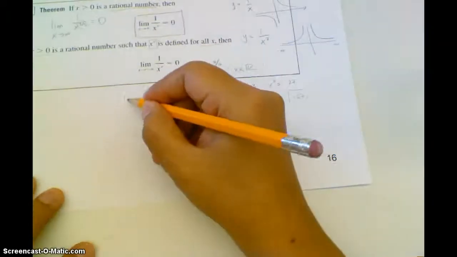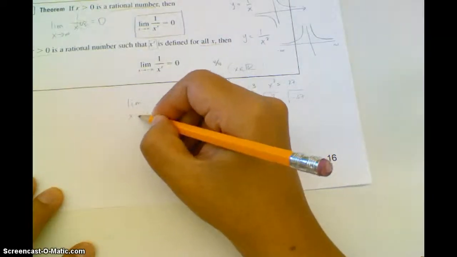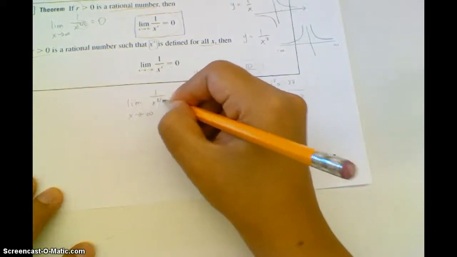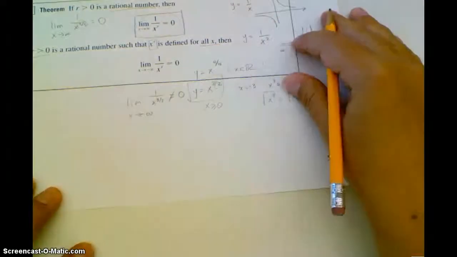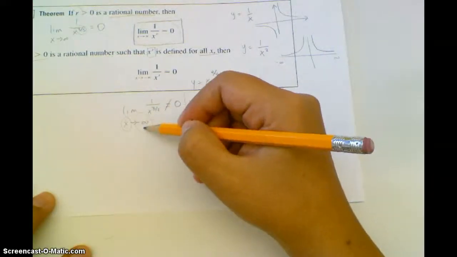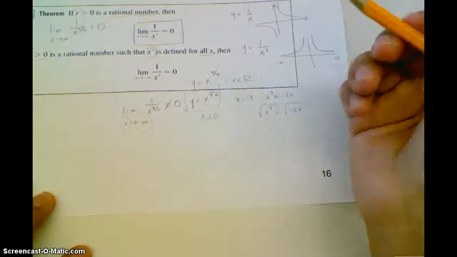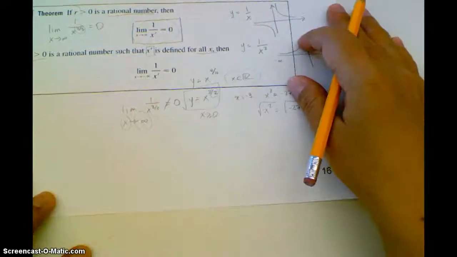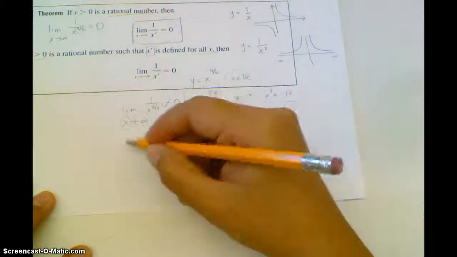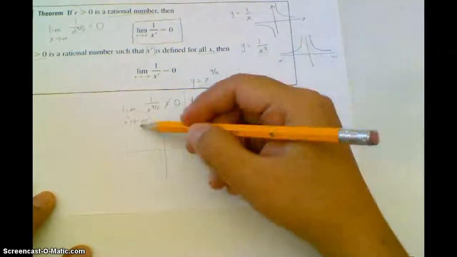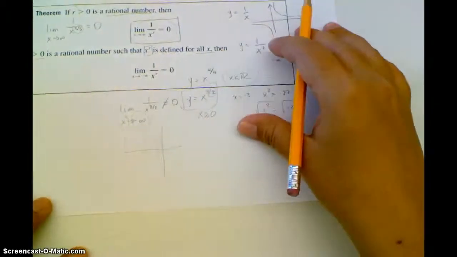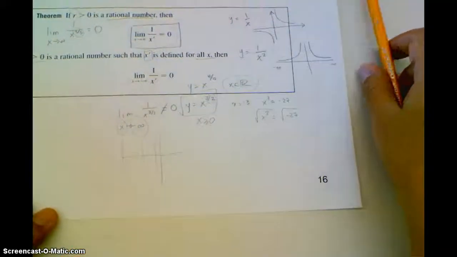So the limit as x approaches negative infinity of 1 over x to the 3/2, it is not going to be 0 anymore, just because x can never approach negative infinity, because x cannot be negative to begin with, let alone approaching negative infinity. The function is not defined on this side of the graph, so it's pointless to ask for this limit. Okay, it does not exist. Alright, so that's my note on theorem 5.